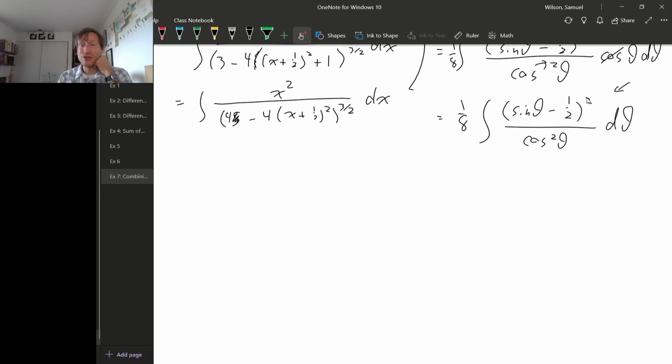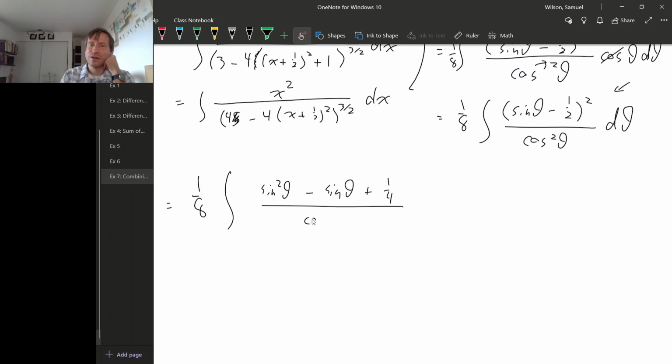because we could multiply out the numerator. So if we multiply out the numerator, we've got a 1/8 in front. Multiplying out the numerator, we've got sine squared theta, minus sine theta, sorry, my brain stopped working there for a second, plus 1/4 all over cosine squared theta d theta.